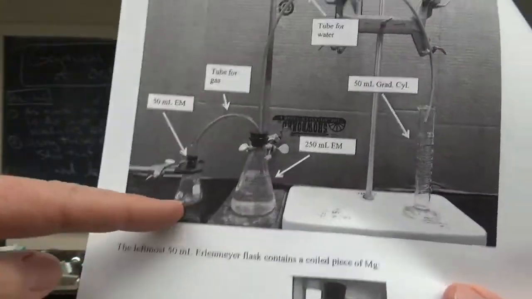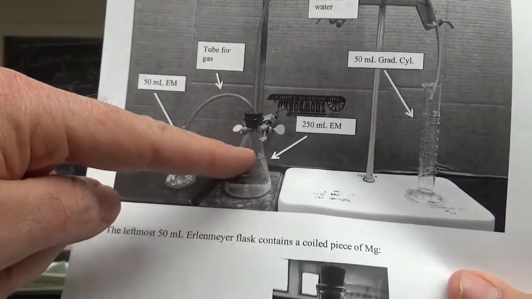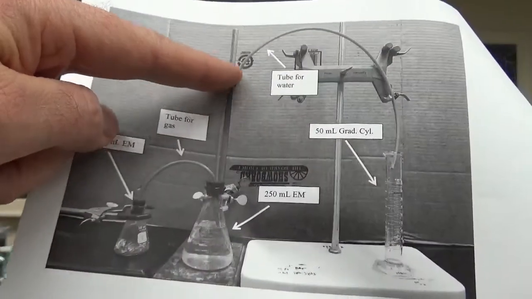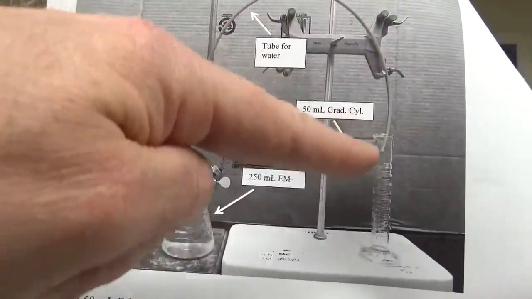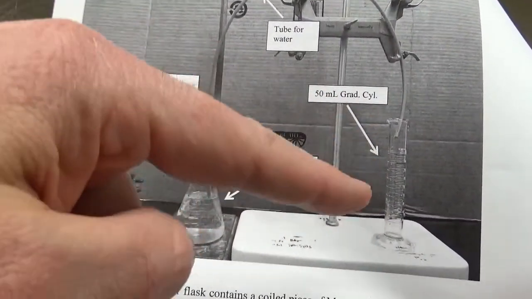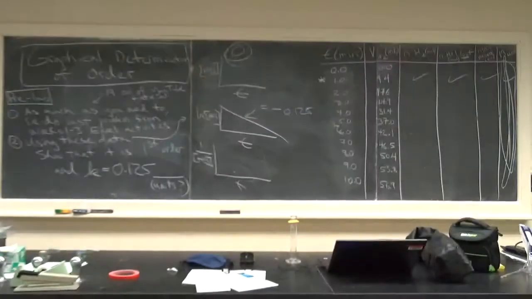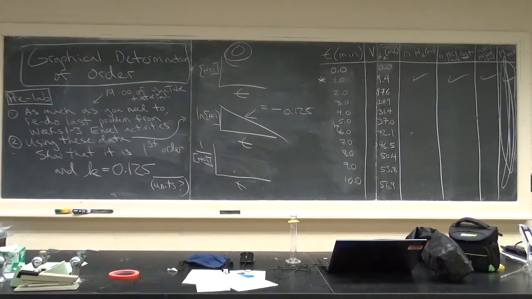So it's pretty easy. Like I said, your reaction happens here, hydrogen gas comes over, the gas pressure builds up, pushes water out, and then you collect water here which is what we record as volume H2 in milliliters. We assume that those are the same. I think that's about it for the procedure.